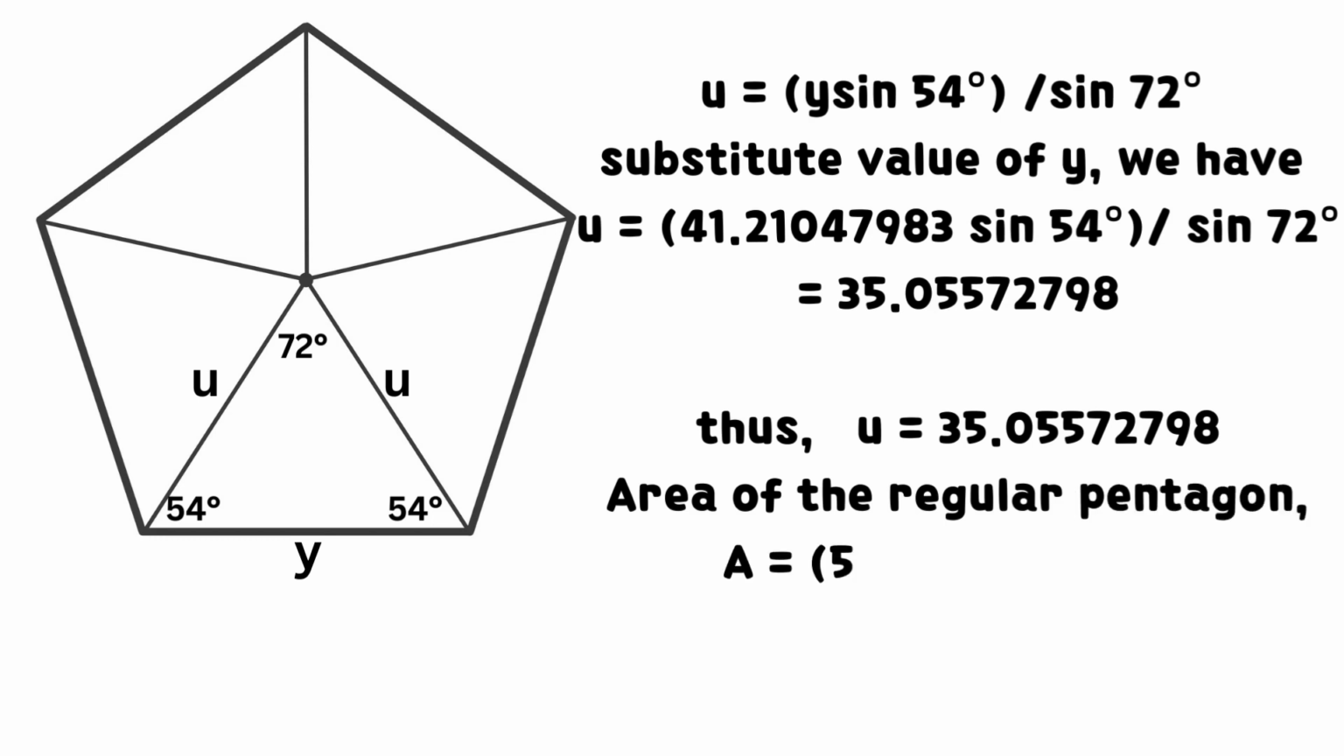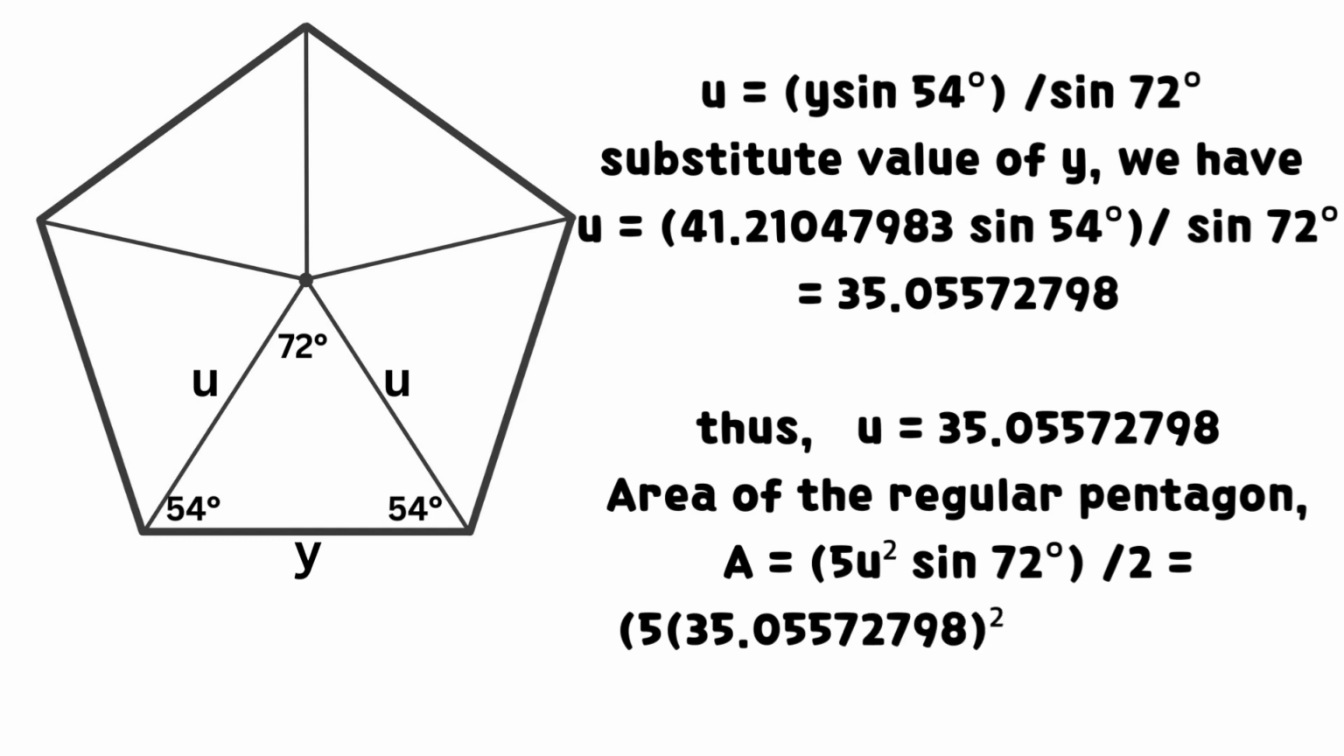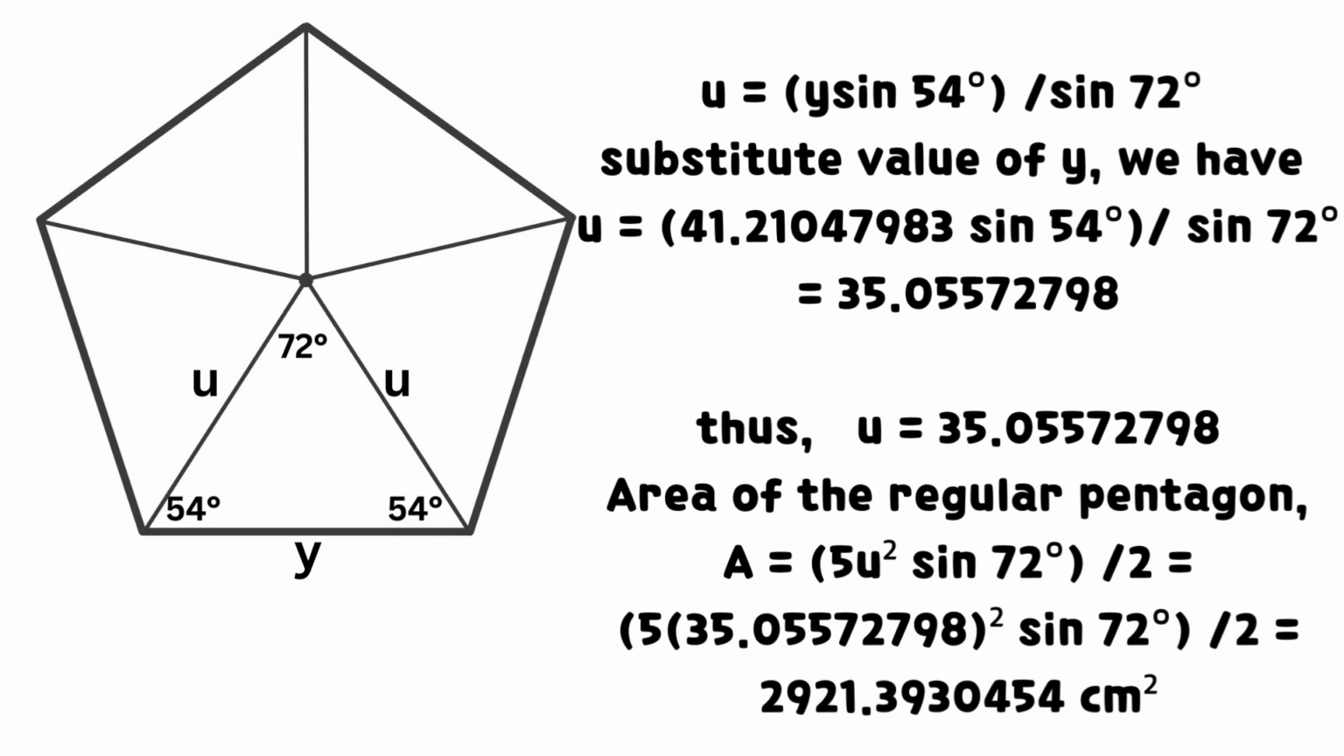35.0557279 centimeters after simplification. Area of the regular pentagon equals 5 times the square of U times sine 72 degrees all divided by 2, which equals 2,921.3930454 centimeter square.